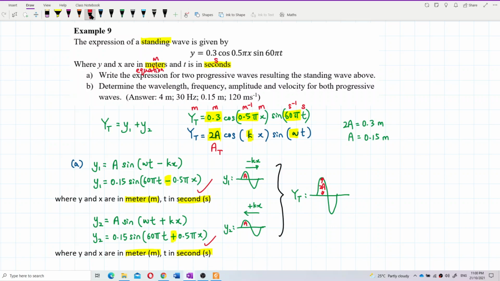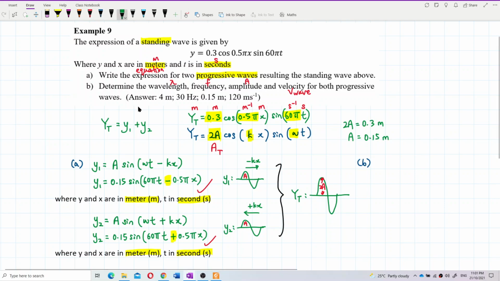Okay, so next, the progressive wave. Equation for progressive wave, not the standing wave, the individual progressive wave. So now, find the wavelength. I want to find the wavelength, frequency, amplitude, velocity for both progressive waves. So this v is not particle velocity, it's the wave velocity. Very simple. So now do question B.